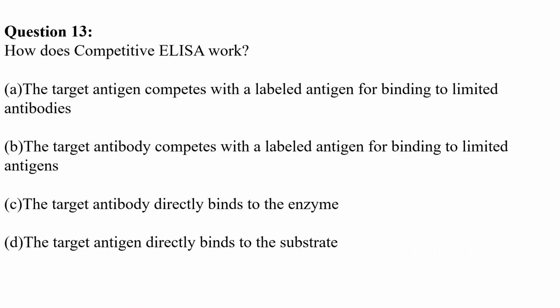Okay. Next question, question number 13. How does competitive ELISA work? Option A, the target antigen competes with the labeled antigen for binding to limited antibodies. Option B, the target antibody competes with the labeled antigen for binding to limited antigens. Option C, the target antibody directly binds to the enzyme. And option D, target antigen directly binds to the substrate.